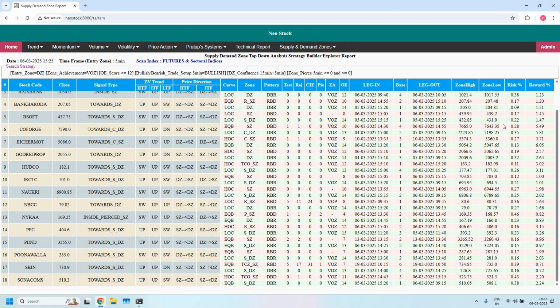So total 18 stocks. That means in all these 18 stocks, the 5 minutes demand zones are overlapped with 15 minutes demand zone. And 15 minutes trend, ITF trend, is uptrend in all these stocks. So if any of the 15 minutes demand zones are having daily EMA confluence, then those zones might be having even more high probability to get success.